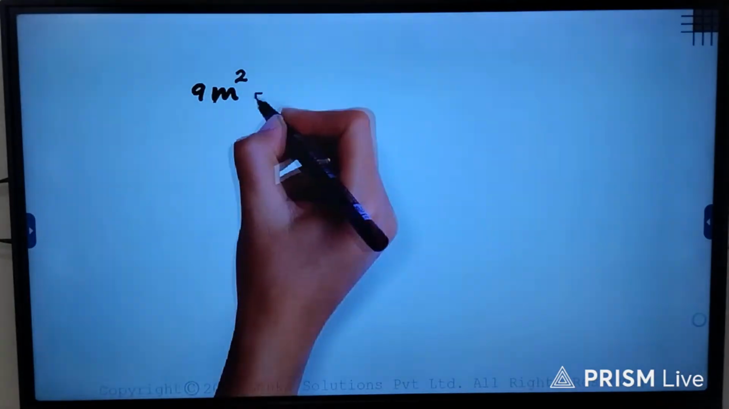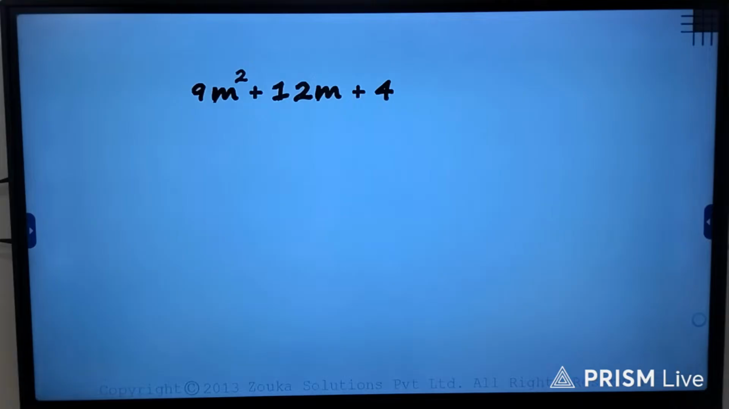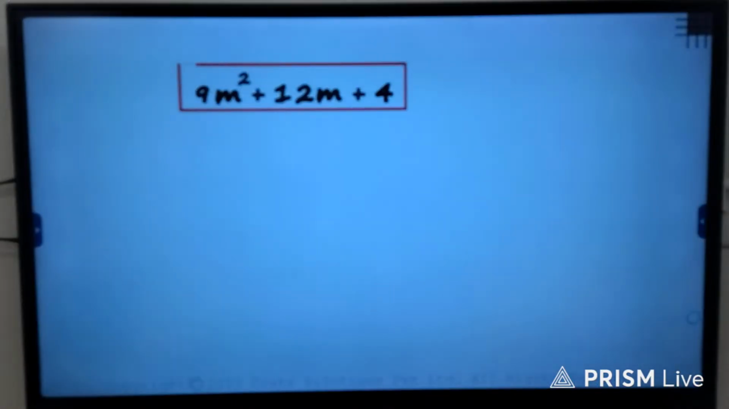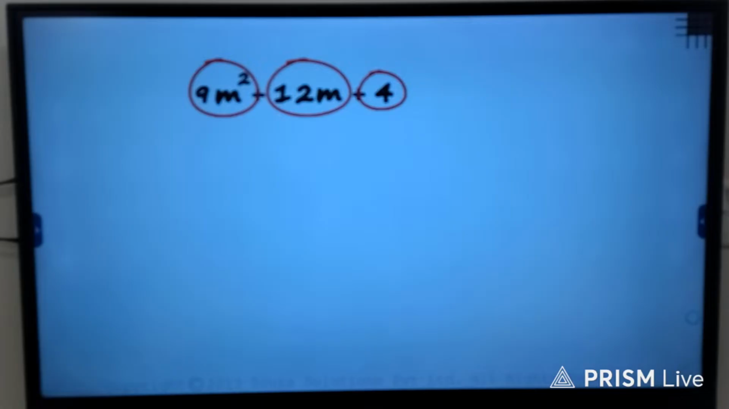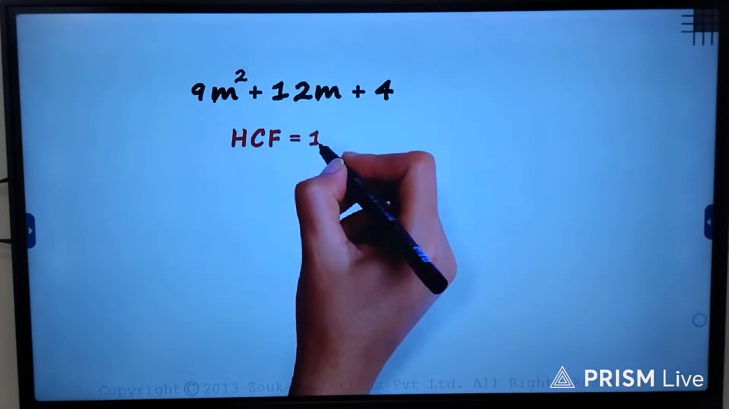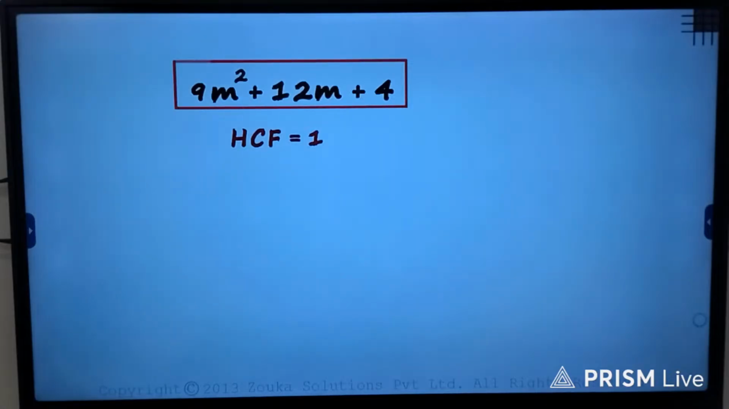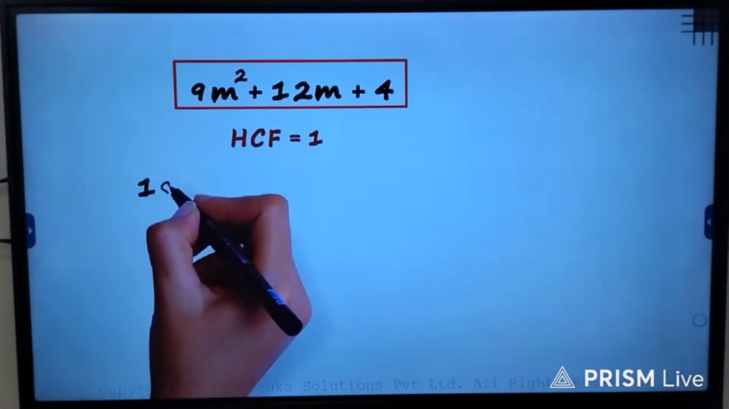Look at this example. 9m squared plus 12m plus 4. Can we factorize this expression further? One way in which we can do it is to find the highest common factor of the three terms. But if you observe carefully, the HCF of the terms is 1. Is there any other way to factorize the polynomial?